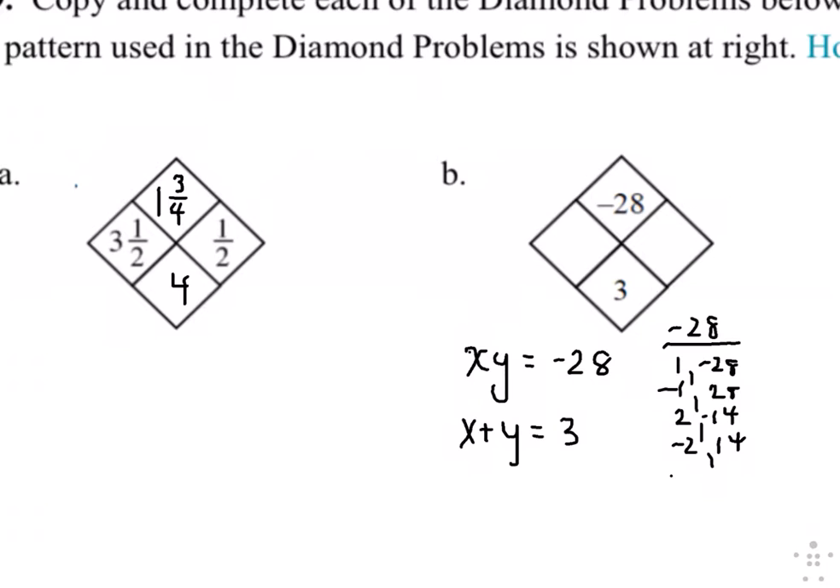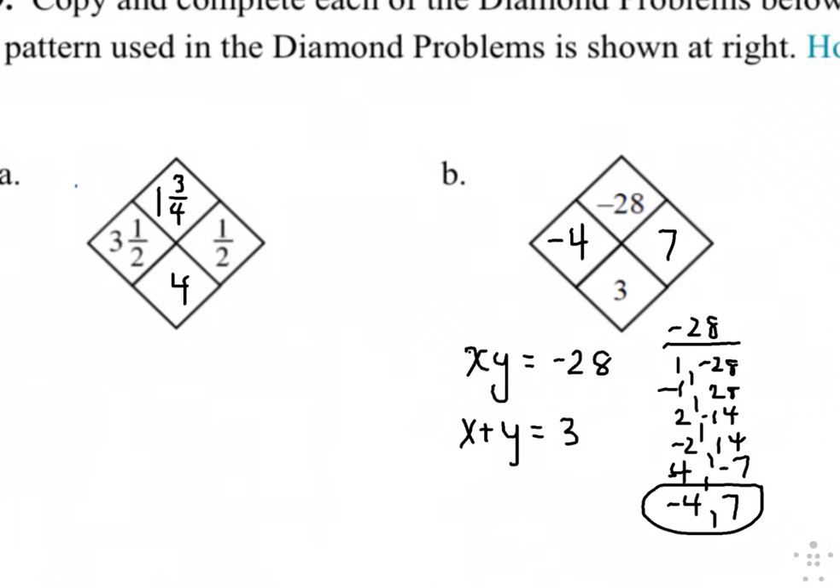Then I have negative 4 and negative 7. And added, that gives me negative 3. And then negative 4 and positive 7, right? Negative 4 and positive 7 added gives me 3. So it's negative 4 and positive 7.